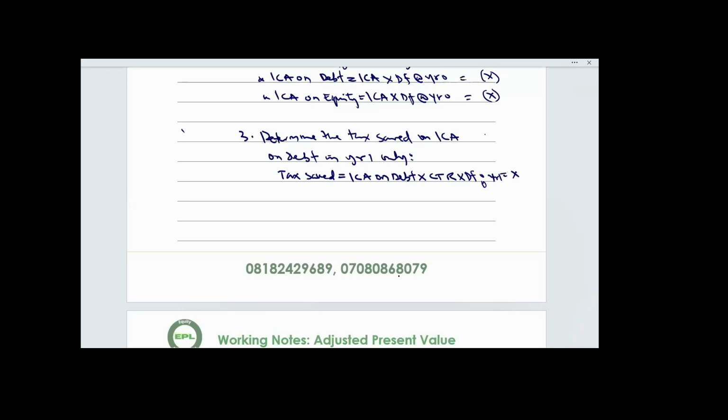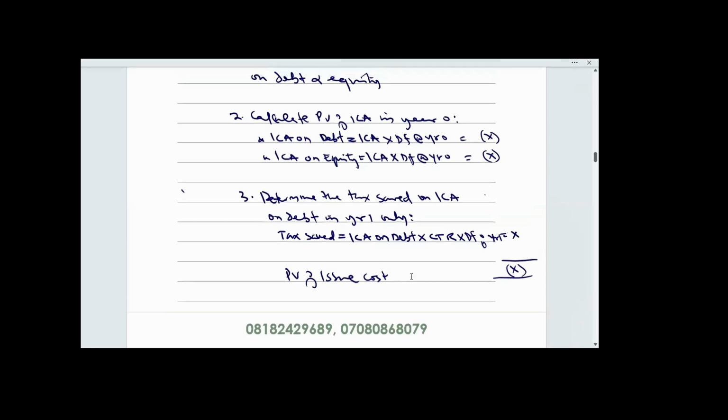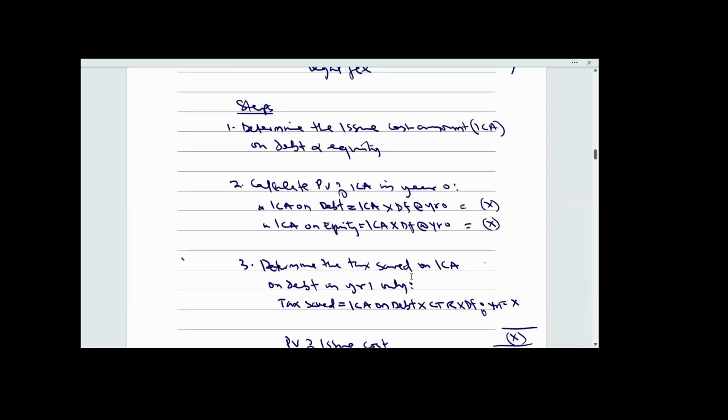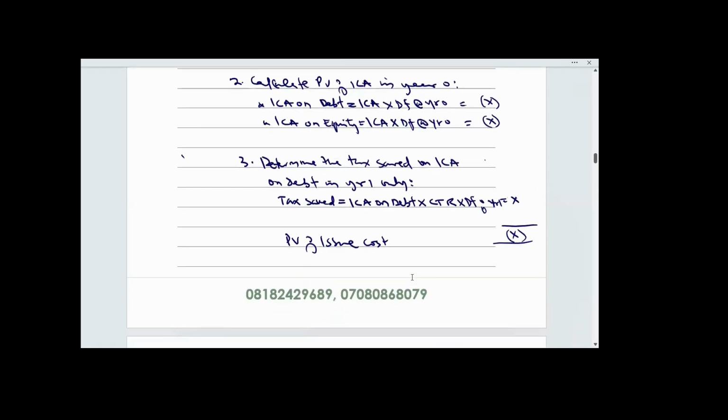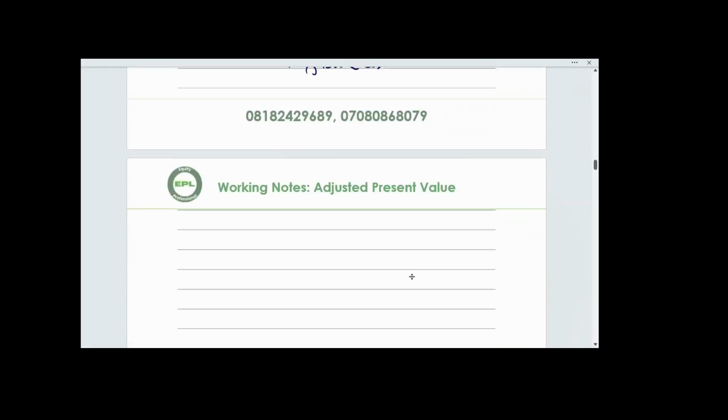So at the end of the day, you find the net amount. Usually it will be negative. All right, so this will then give you the PV of issue cost. Okay, so that's how to calculate the present value of issue cost. In most cases, it will be issue cost on debt. The one on equity is not common, but if you are given it, just calculate it the same way in this format.